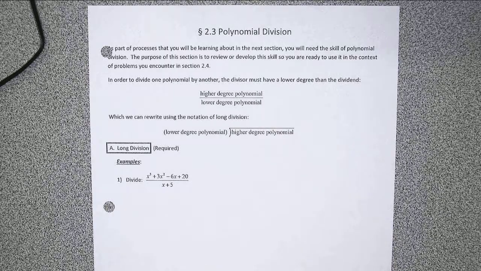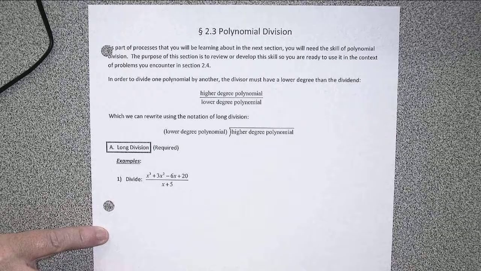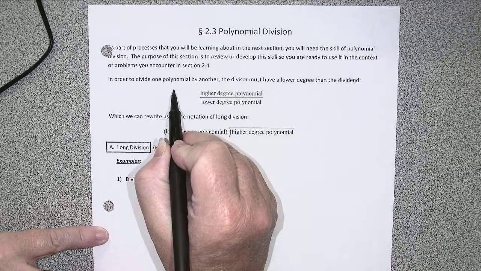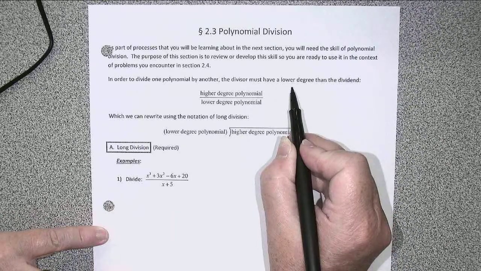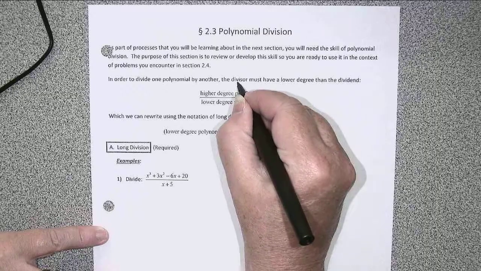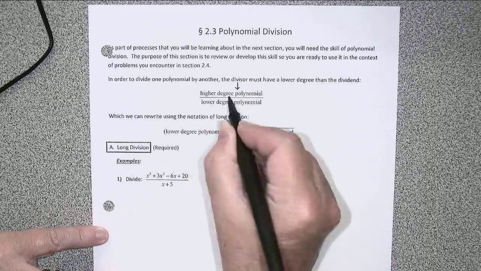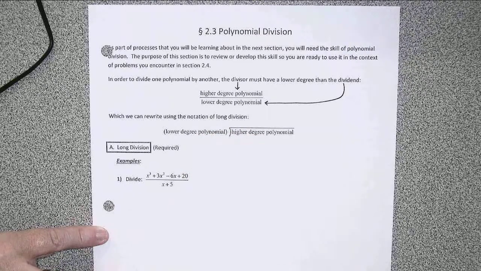In this section, section 2.3, we'll look at polynomial division. In order to divide one polynomial by another, the divisor must have a lower degree than the dividend. The divisor is the one on the top. That's where the higher degree has to be. The dividend is the one on the bottom. That one has to have the lower degree.